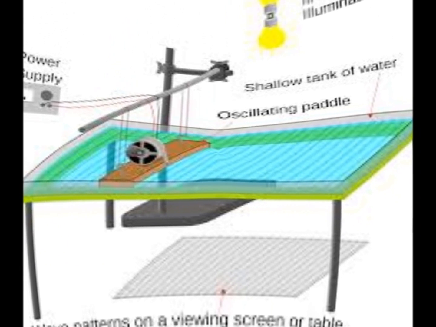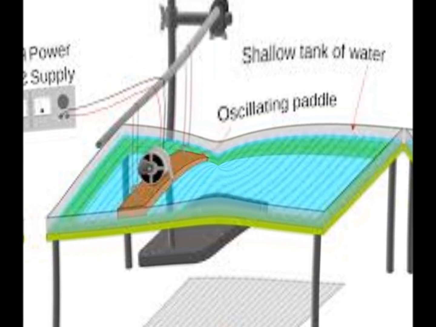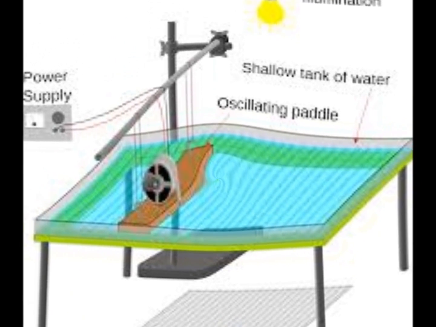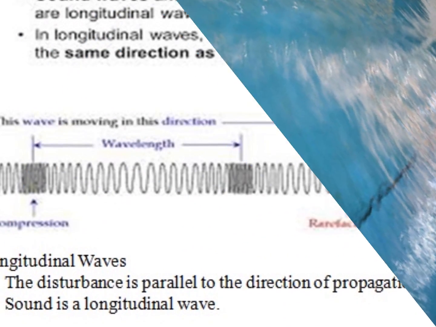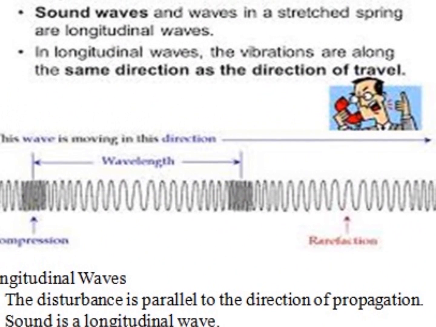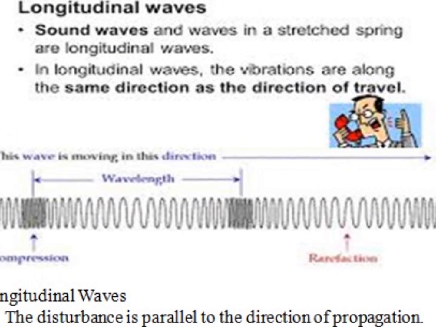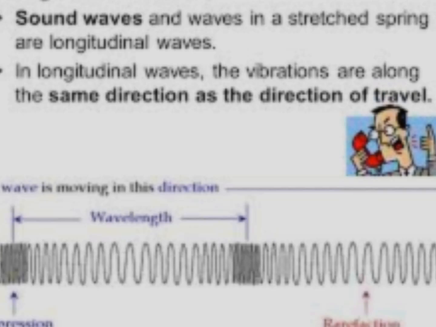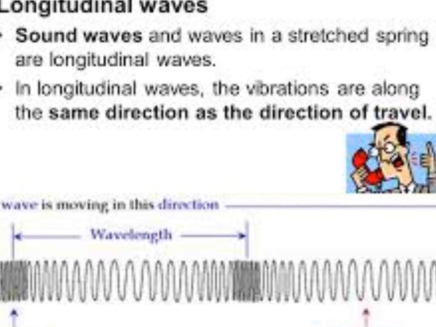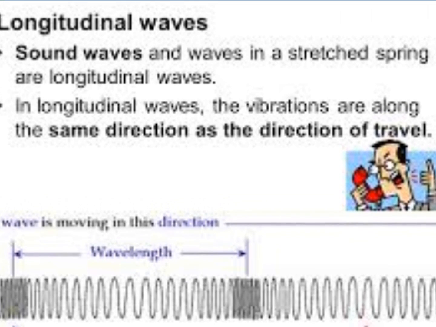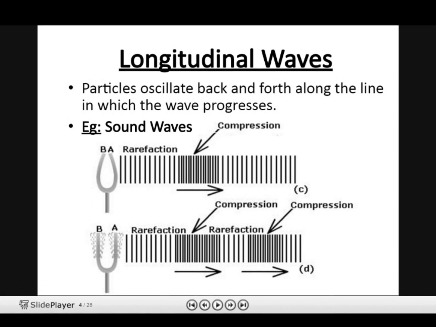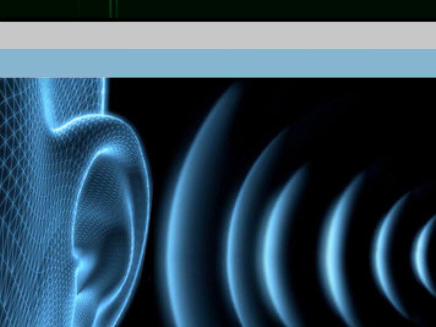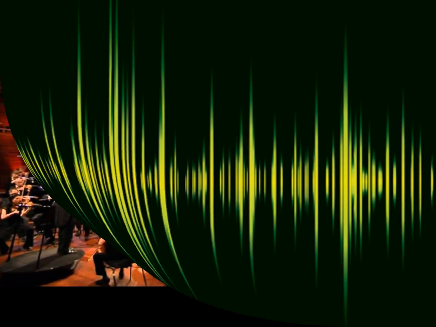To demonstrate the properties of the wave, we use the ripple tank. We also have longitudinal waves, whereby the direction of vibration and propagation are both along the same line. Longitudinal waves consist of compressions and rarefactions. A common example of longitudinal wave is the sound wave.